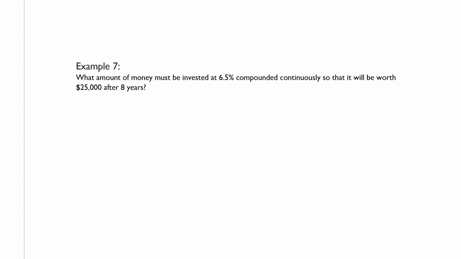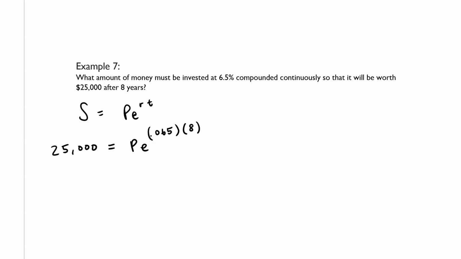All right, example 7 says, what amount of money must be invested at 6.5% compounded continuously so that it will be worth $25,000 after 8 years? So let's remind ourselves of the formula. Remember, you're getting interest all the time. So we know that the future value is going to be 25,000. We don't know the initial value. That's the thing that we're solving for. And we know that the interest rate is 0.065 and the number of years is 8.